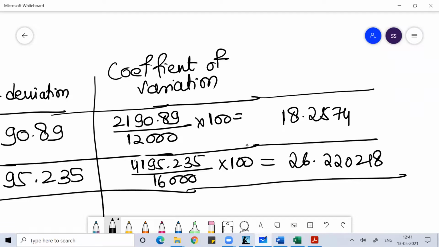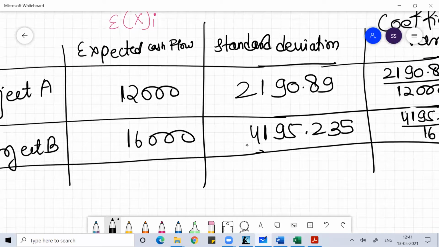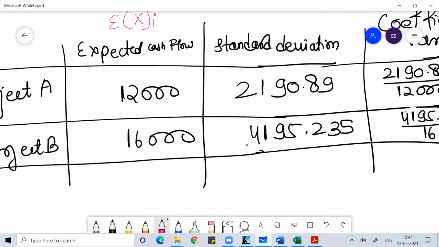If you look at the coefficient of variation data, you can directly say that project A is better. How much is the project B return more than project A? That is 4 by 12, which is 1 by 3. The cash flow of project B is 33.33% more.